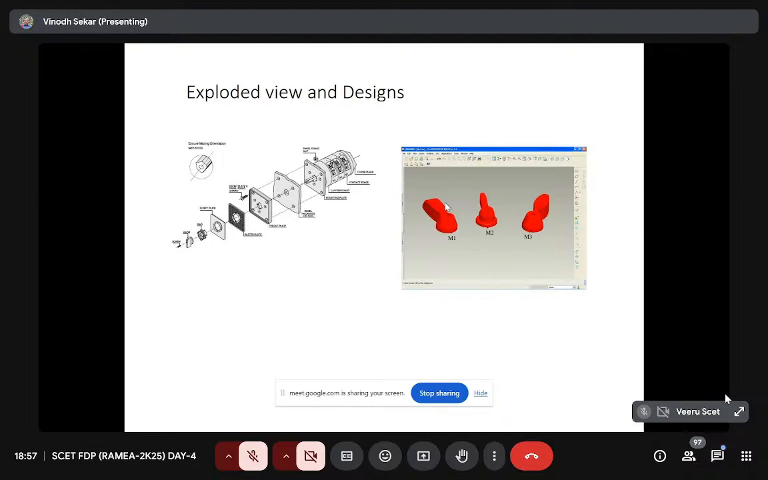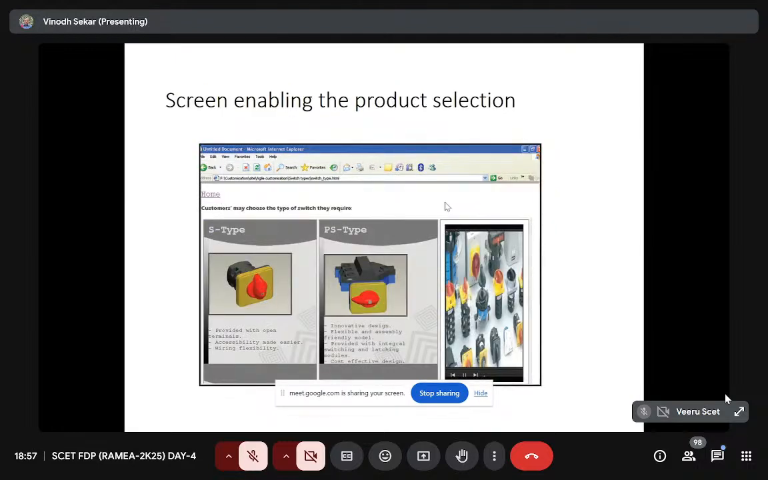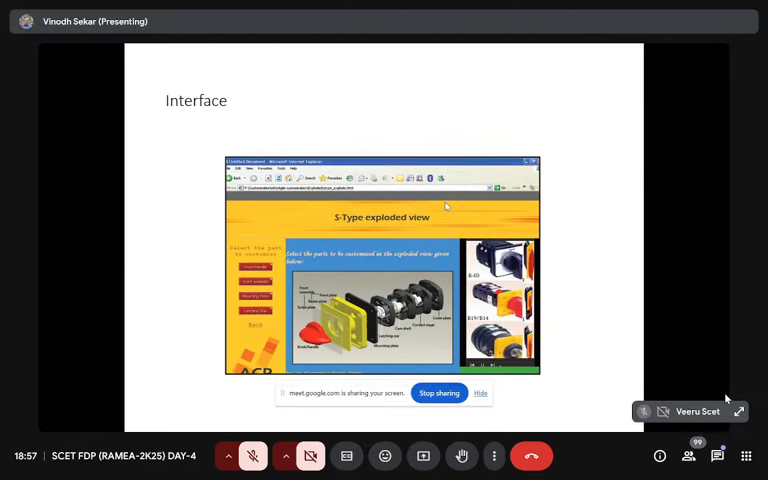We went ahead with developing customized designs, and further we developed the customization module for the industry, and thereby the variants of products being manufactured or presented. As a customer, they can select any product of their choice, and they navigate through the complete exploded view of the product. So component by component, they can specify their choice and their preference.